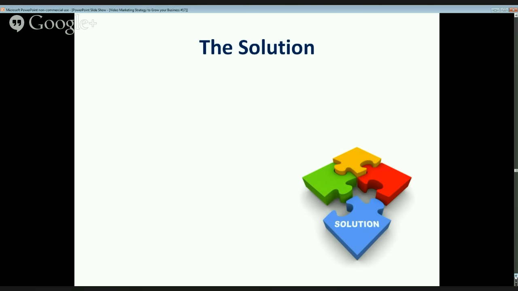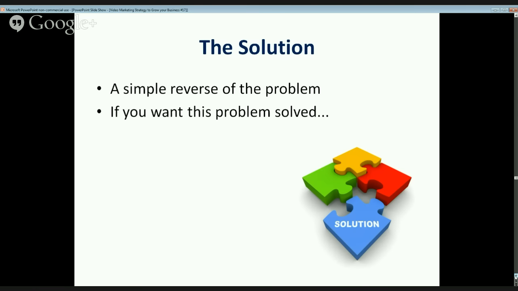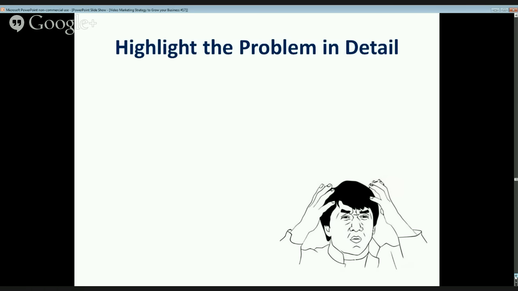And now you're going to provide a solution or let them know that you have a solution. So it's a simple reverse of the problem. Do you have a sore shoulder? Well, I can help you get rid of that pain in your shoulder. Now, if someone says that to me, I'm going to listen, I'm going to watch the video because that's very important for me right now. If you want this problem solved, then you need to do this. You need to, whatever it is, and here's why you need to do it. It's a very, very important little structure there.